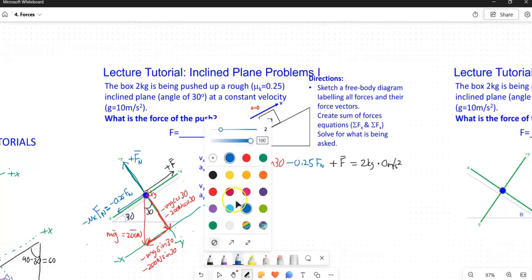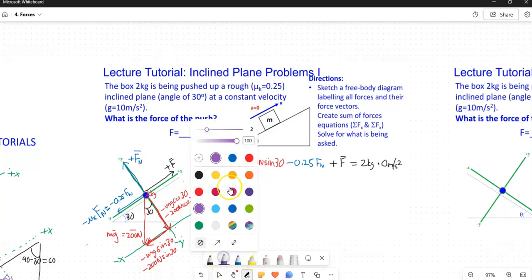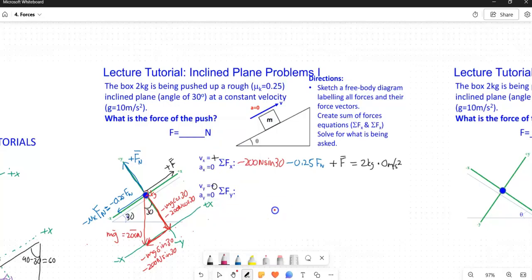Okay. In the y direction, I have negative 200 cosine of 30 degrees.